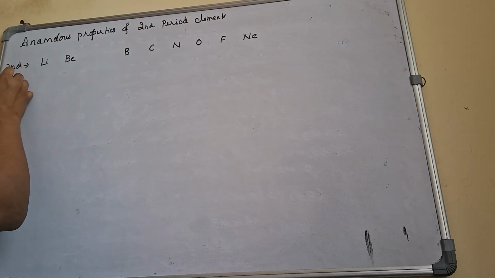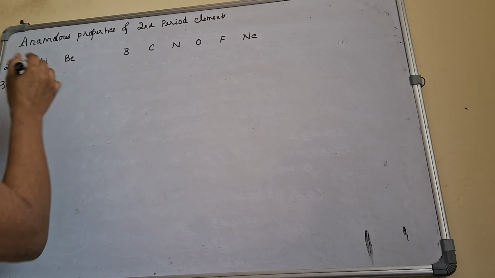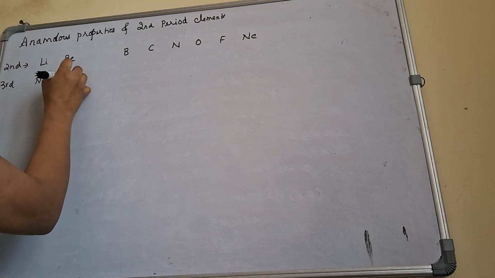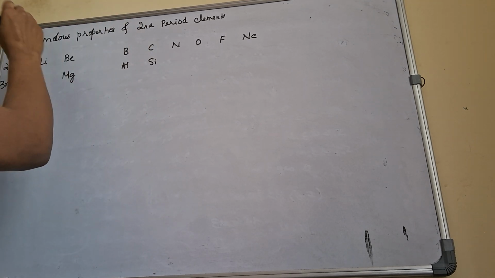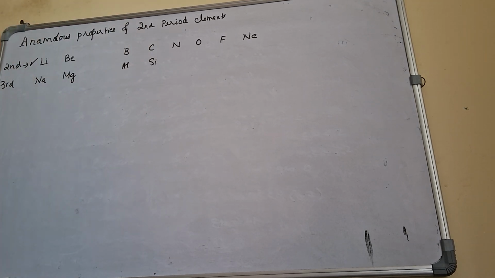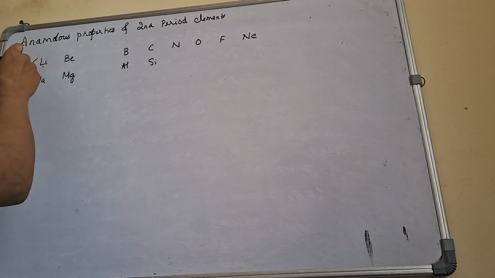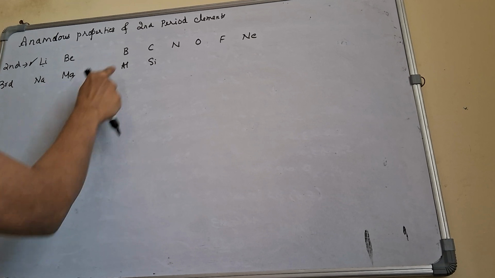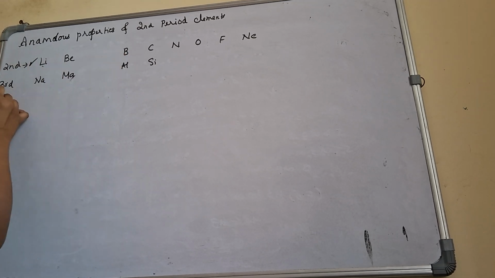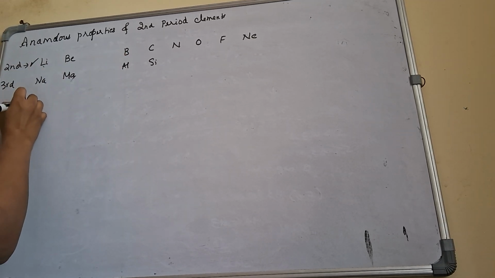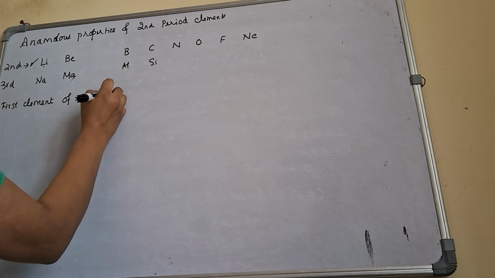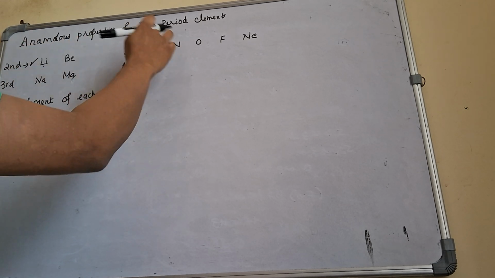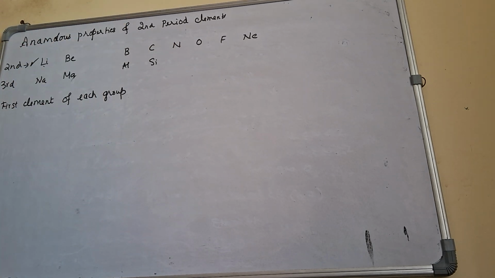Only the second period is different, but let me just write the third period too. This is sodium, this is magnesium, this is aluminium, this is silicon. Now the exceptional property is this. Some different kind, they vary. The first element of each group, that means the second period elements, right? If you are talking about each group, and I say the first element of each group, what is the meaning of this? It means all the second period elements, correct?